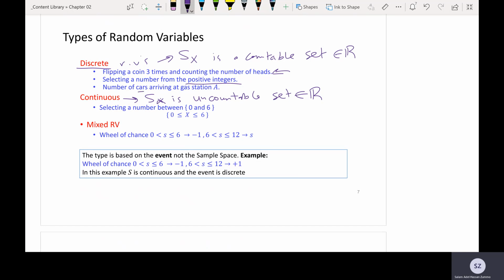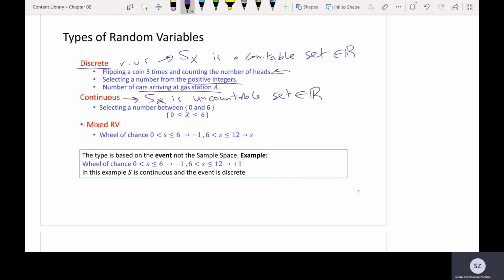Number of cars arriving at a gas station. Notice, the number of cars arriving at a certain point in time. In this case, can you have 1.5 cars? No. Basically, it's 1, 2, 3, 4, and so on. Number of customers waiting in a line, necessarily a whole number. So all these are examples of discrete.